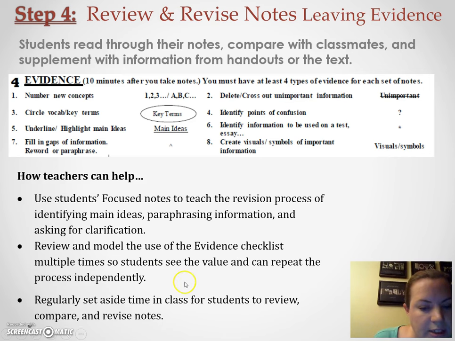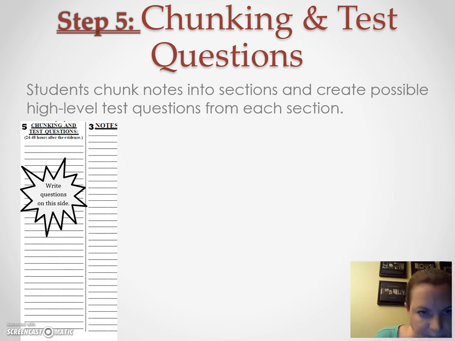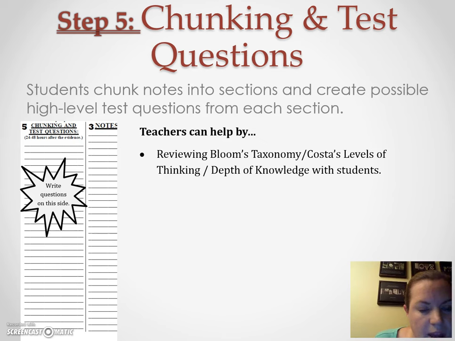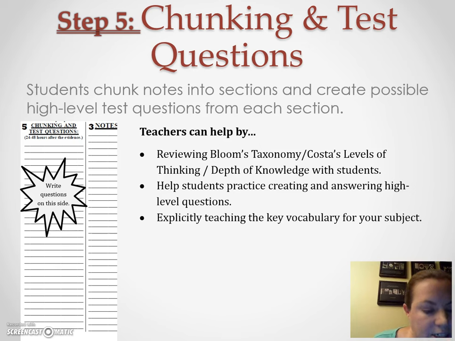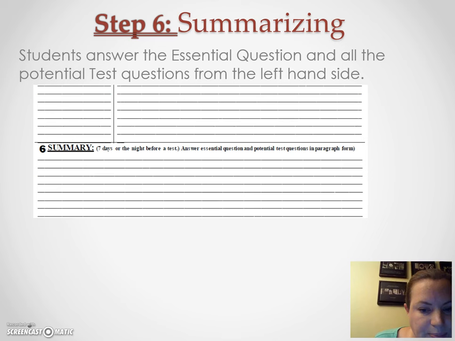Also, if you can regularly set aside time, 10 minutes after an activity, for the students to do this, that would really help. Step 5 is chunking and creating possible test questions. Students put the notes into sections and create high-level test questions, so you can help by reviewing Bloom's taxonomy or depth of knowledge or Costa's levels with them. Help them create and answer high-level questions, and explicitly teaching the vocab really helps.